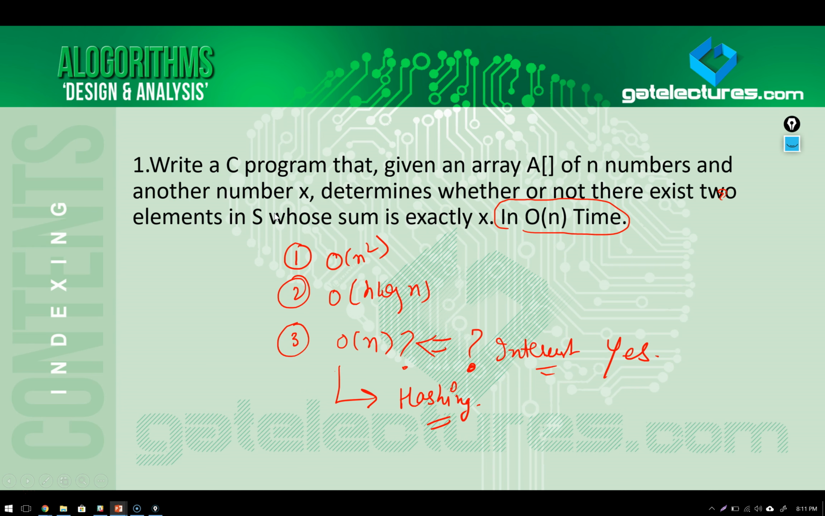Okay. Now let us move on to the next video, where we are going to solve exactly the same problem in order of n time. Then I'm going to implement all these three approaches as programs, and I'll show you the exact running time, so that if you take a larger number, you can see which program will take less time.